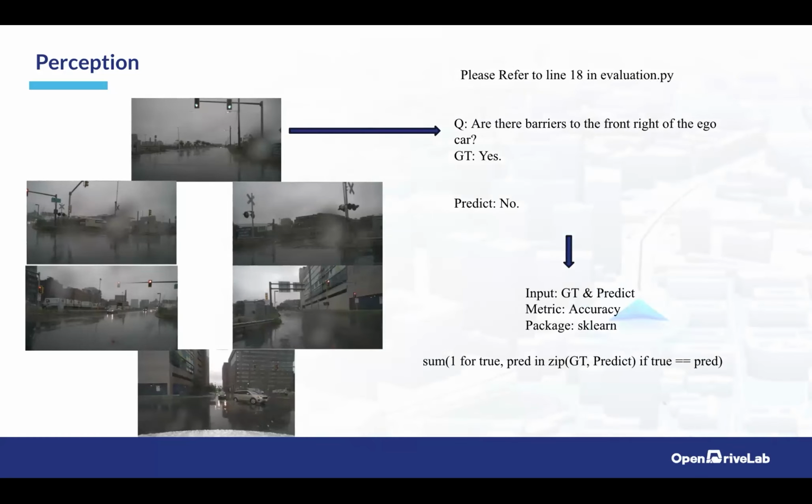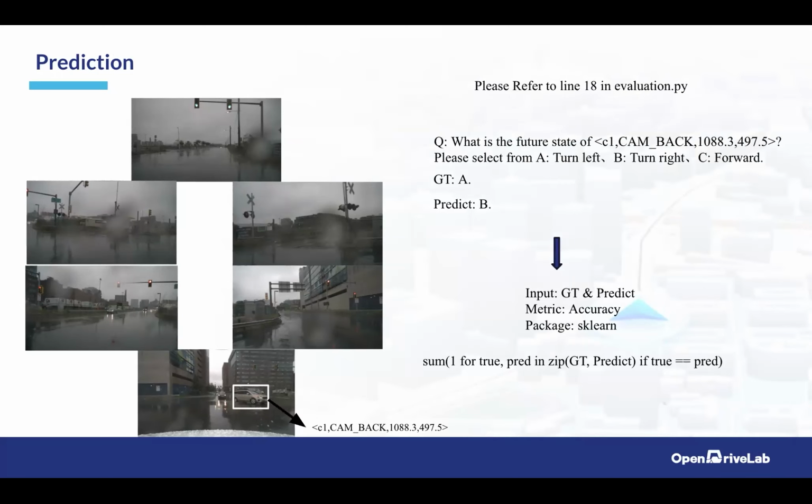Then we also have some multiple choice design. This is to ask the model about the current scenario, like are there barriers in front of the ego vehicle or not? It's a factual check of the physical world. This time it gets easier because we just have yes and no, with accuracy to measure the performance. And also we have some multiple choice on the future status of the ego vehicle or other vehicles.